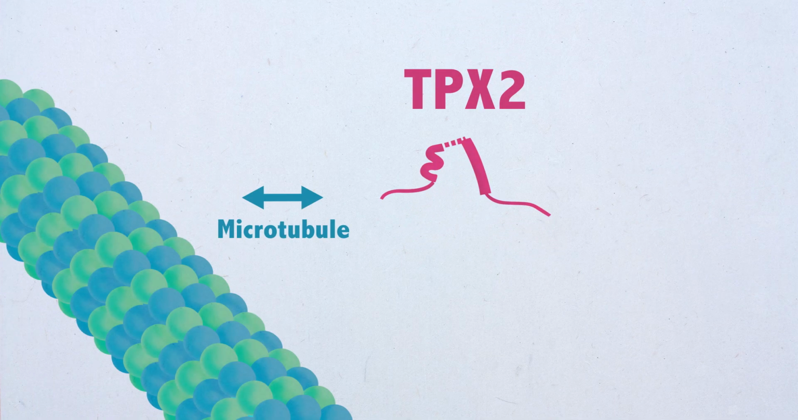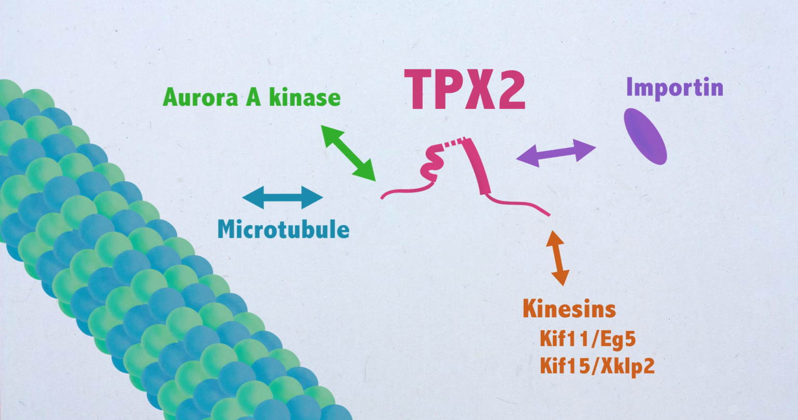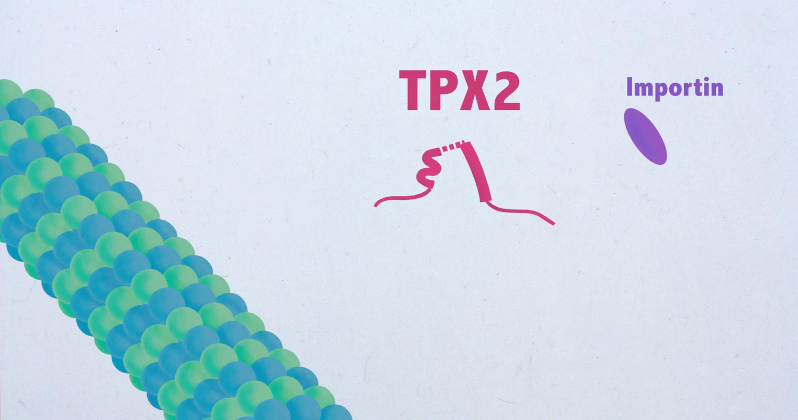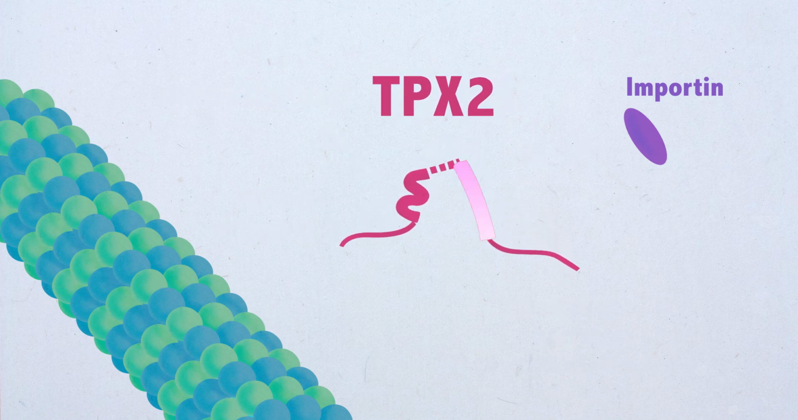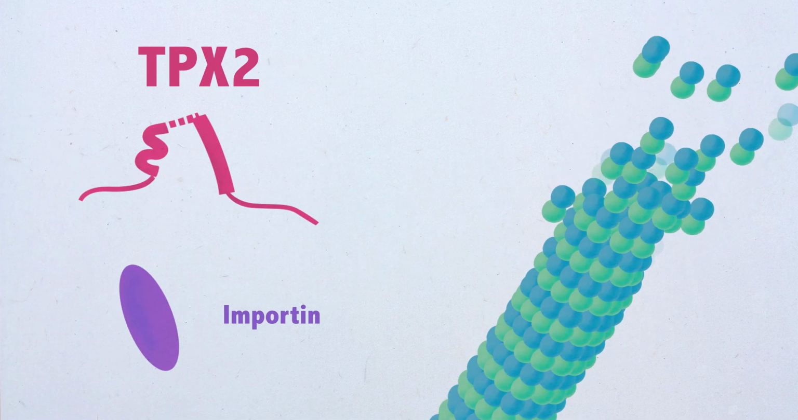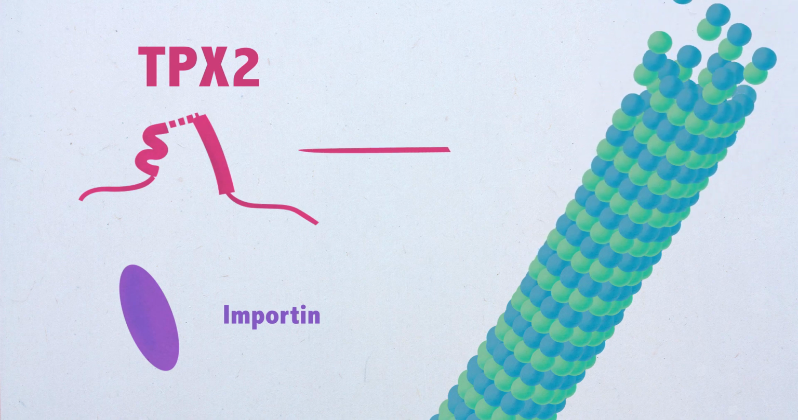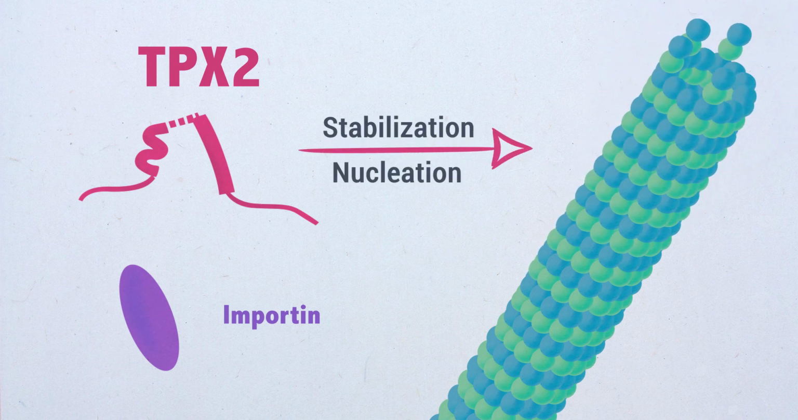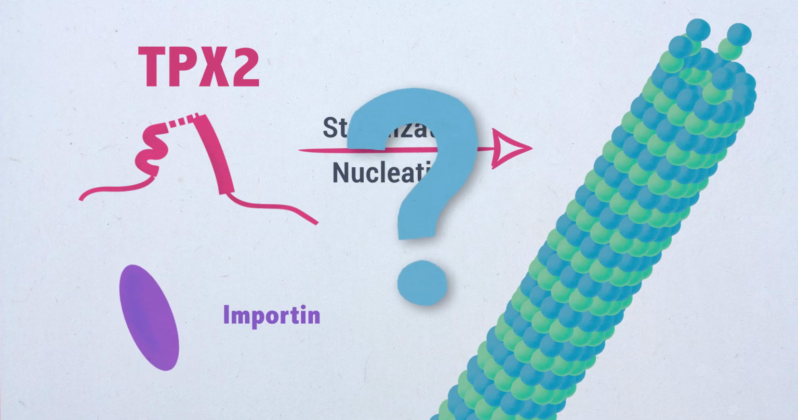In addition to several microtubule binding regions, TPX2 interacts with numerous binding partners. The TPX2 nuclear localization signal interacts with importin, and this interaction suppresses TPX2 binding to microtubules and microtubule nucleation. However, the structural basis of the effects of TPX2 on microtubule stabilization and nucleation, as well as their regulation by importins, is not yet understood.